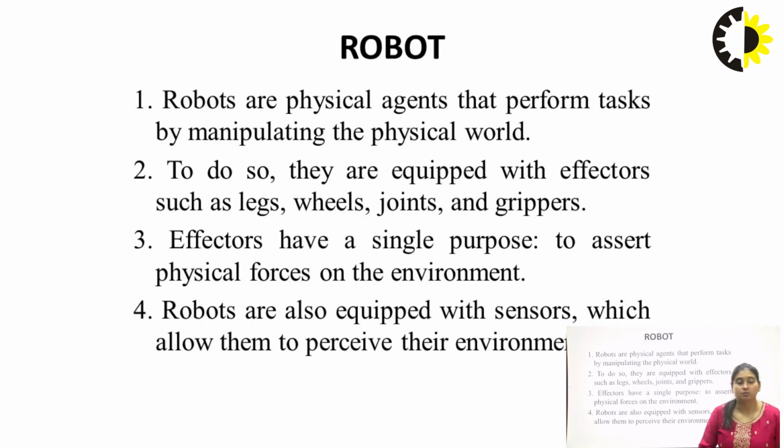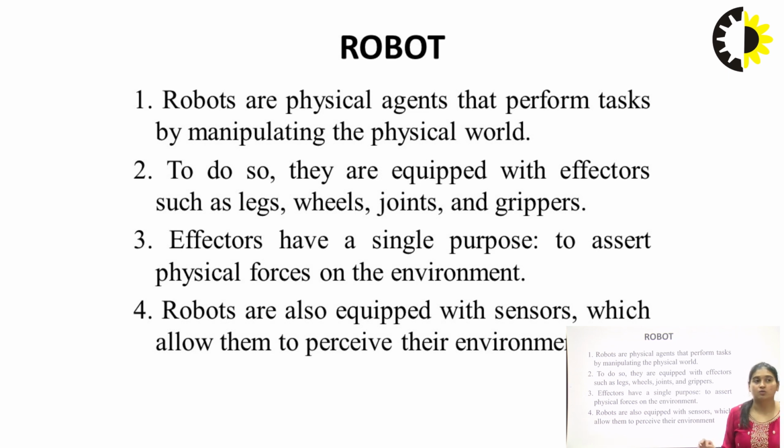So let's start by understanding what a robot is. If we see the definition, these are physical agents that perform tasks by manipulating the physical world. And to do so, they are equipped with effectors, for example legs, wheels, joints, and grippers. Effectors have a single purpose: to exert physical force on the environment. There are many terms like environment, state, effectors, and we have already discussed all these terminologies.